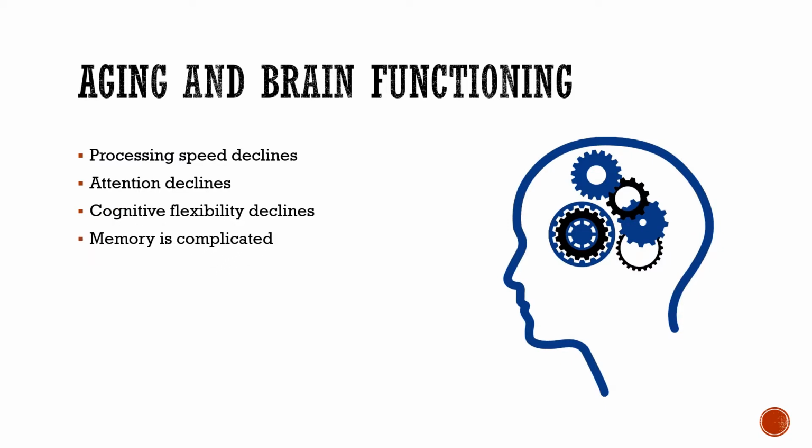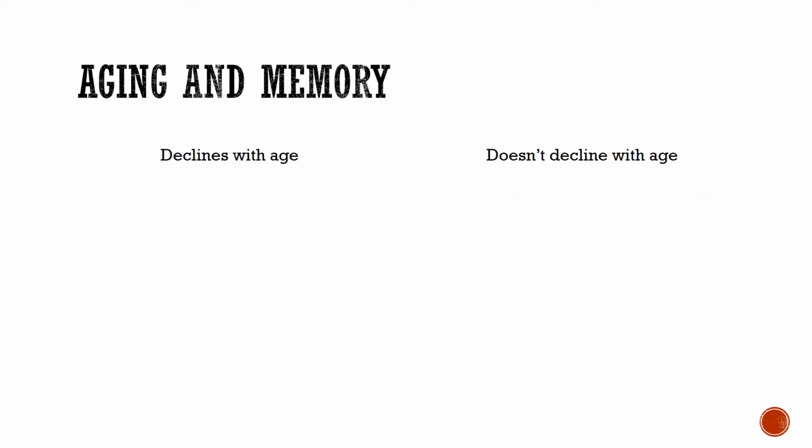And then with memory, you have some things that get worse and some things that actually don't change at all as you age. So let me show you what those things are. The things about memory that tend to decline with your age are recalling information without anybody cueing you for that information. So for instance, if you go to the store and you try to memorize the list of items that you need to pick up, you're going to be less likely to remember all of those items.